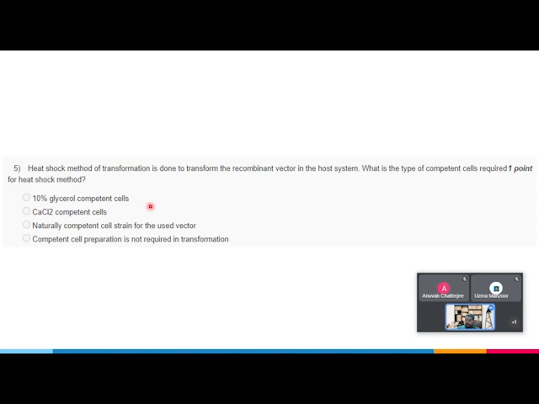The options are 10% glycerol competent cells, calcium chloride competent cells, naturally competent cells trained for the used vector, and competent cells are not required in the transformation. So only one of the options is correct. I would like everyone to try and put what you think is the correct option in the chat. Only one of the options is correct.